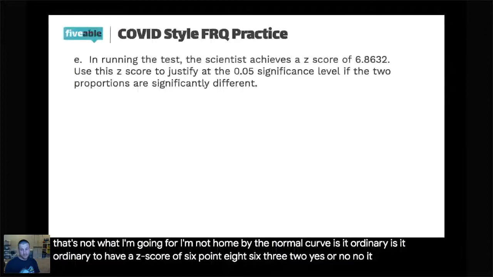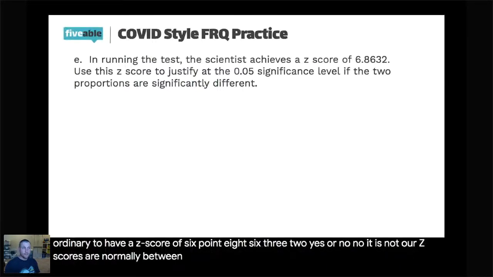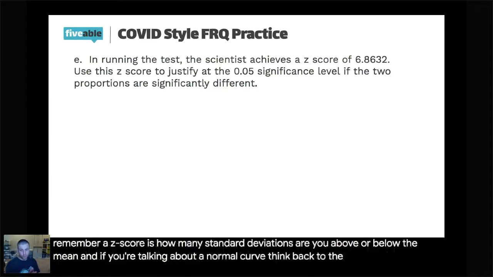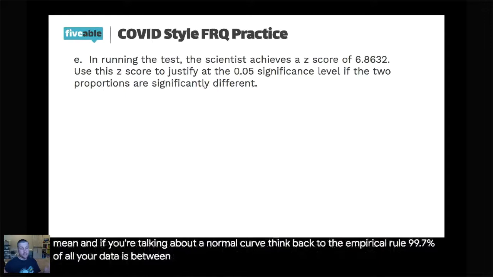No, it is not. Our z-scores are almost always between -3 and 3. Because remember, a z-score is how many standard deviations you are above or below the mean. And if you're talking about a normal curve, think back to the empirical rule: 99.7% of all your data is within 3 standard deviations. So your z-score is between -3 and 3.